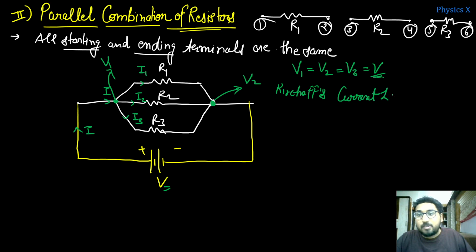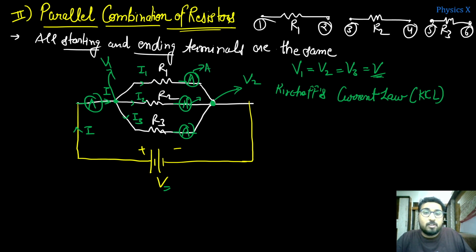It is sometimes abbreviated as KCL, and Kirchhoff's voltage law we call KVL. Experimentally, now there are different paths. Suppose you connect an ammeter here, here, here and here, which is measuring current. You will observe that the sum of the readings in all of these will be equal to the total current I entering before this combination, which is equal to I1 plus I2 plus I3.